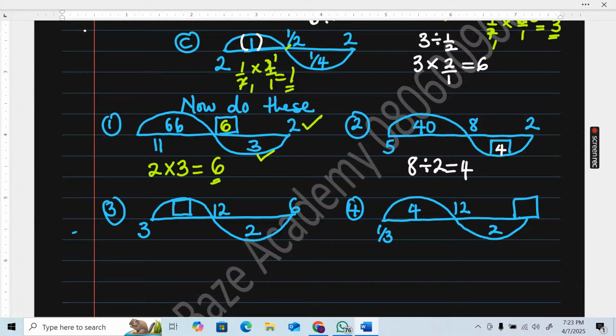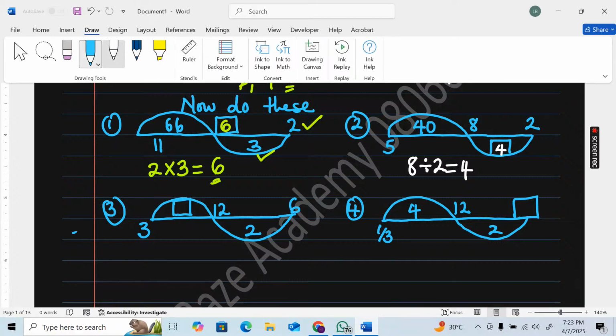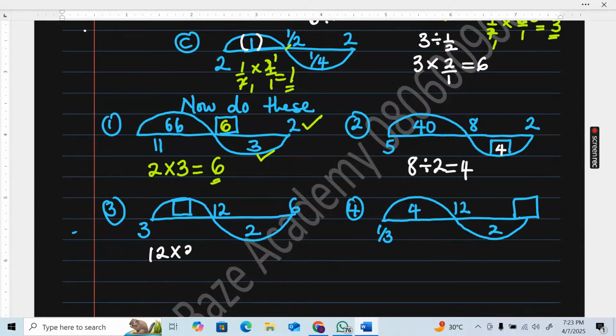So to get the number for the box in number 3, we have to multiply 12 by 3. That is 12 times 3 is equal to 36. This 3 times this 12. If you check the samples, number 1 and number 2, you will see that the method goes the same way. If you check number 1 here, 11 times 6 will give us 66. If you check number 2, 5 times 8 will give us 40. And that's why we are applying the same method. 3 times 12 will give us 36.